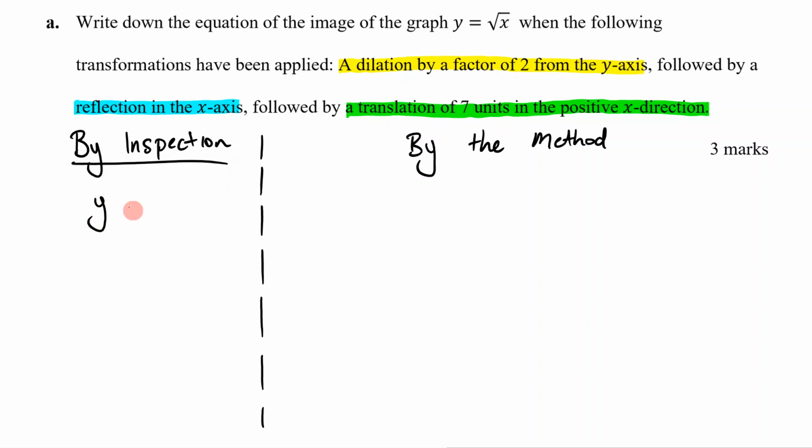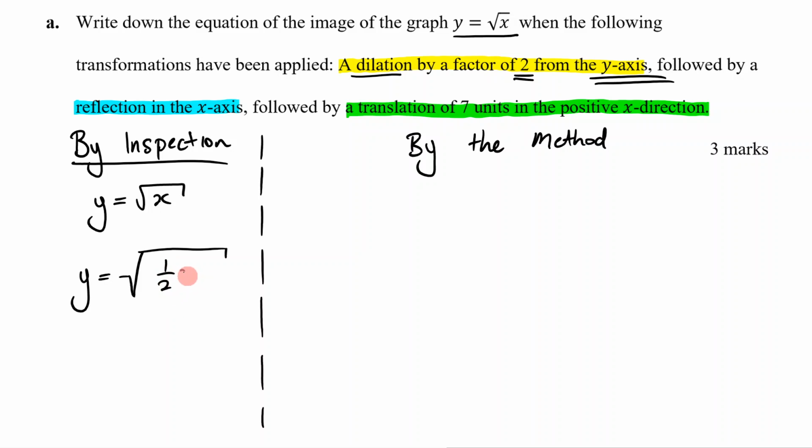So we begin by writing down what we're starting with, where we're starting with y equals the square root of x. Then we're performing a dilation by a factor of 2 from the y-axis. Because it's from the y-axis, we know we're going to take the reciprocal of 2. So I'm going to go y is equal to the square root, and then into my x spot, I'm going to put a half x. So I'm replacing x with a half x. So remember, I'm taking the reciprocal of 2 because I'm dilating from the y-axis.